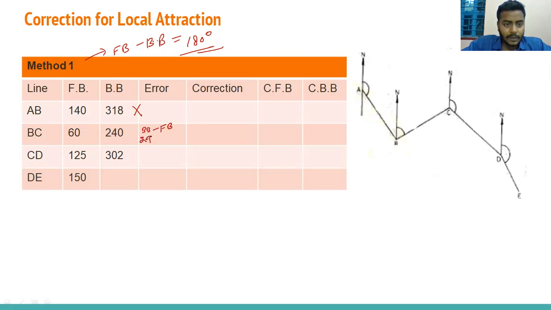That is 240 minus 60 is 180 degree. We can say this BC means station B and C, there is zero error. We can say the error is zero, right? No need to do correction. Means station B and station C, so whatever the measurement has been taken from B and C, that would be correct.